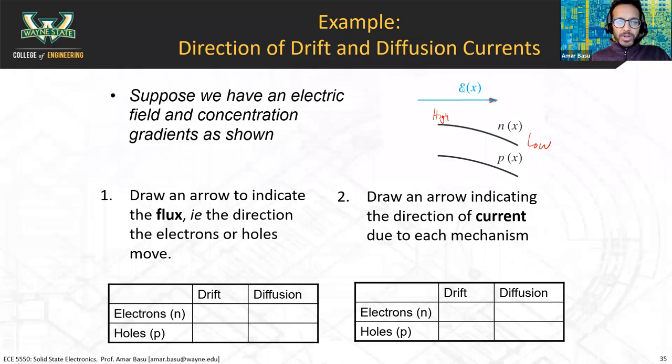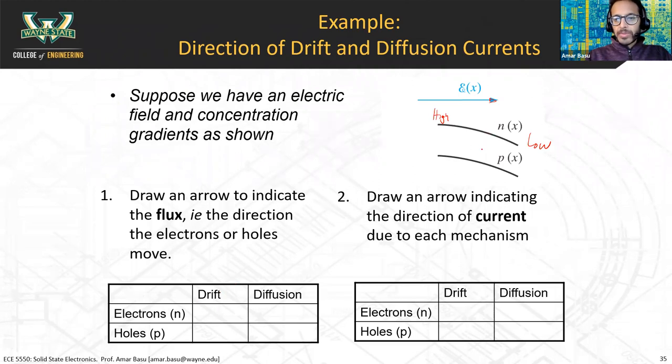So what I'd like you to do here is draw, this is a simple exercise, but I'll just make sure that your mind is thinking the correct way about drift and diffusion. So you want to draw an arrow that indicates the flux, which means the direction that the electrons or holes move. And then you're going to draw an arrow indicating the direction of the current due to each mechanism. So very similar to what we did a couple slides ago. So I'll give you the first example here, electrons drifting, okay?